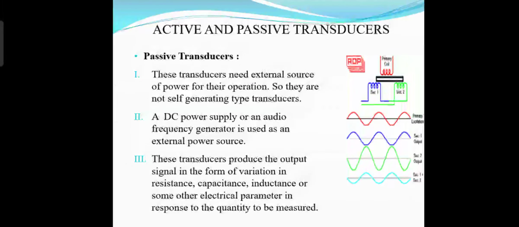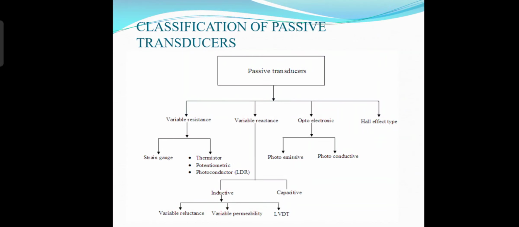These transducers need an external source of power for their operation, so they are not self-generating type transducers. A DC power supply or an audio frequency generator is used as an external power source. These transducers produce the output signal in the form of variations in resistance, capacitance, inductance, or some other electrical parameter in response to the quantity to be measured. For example, we can consider LVDT. The passive transducers are further classified into variable resistance, variable reactance, optoelectronic, and Hall effect type.